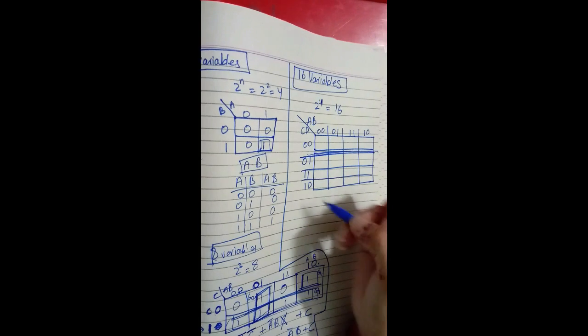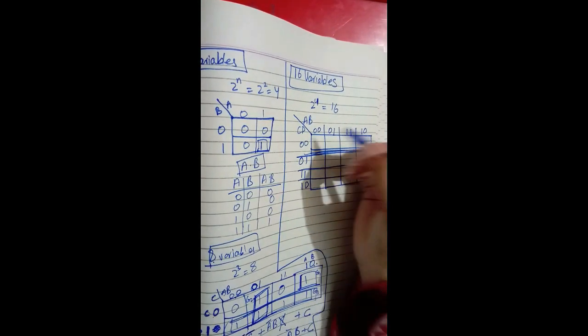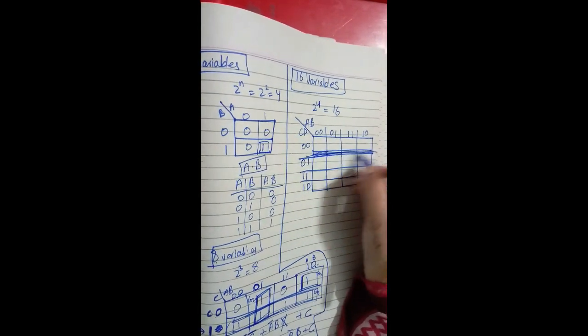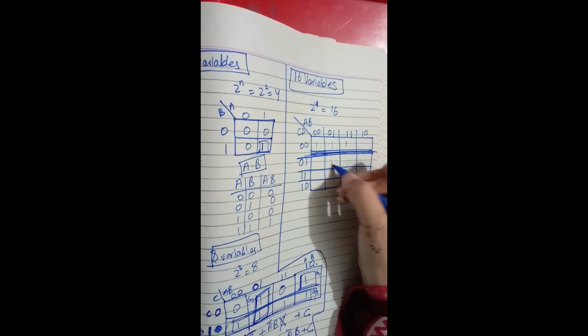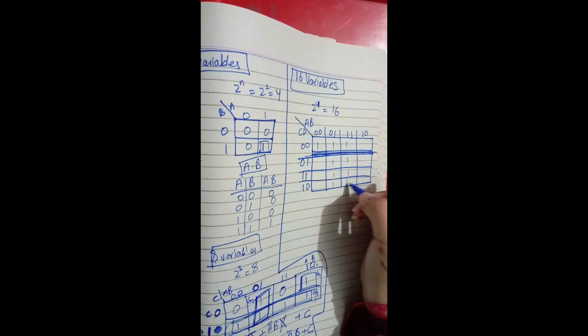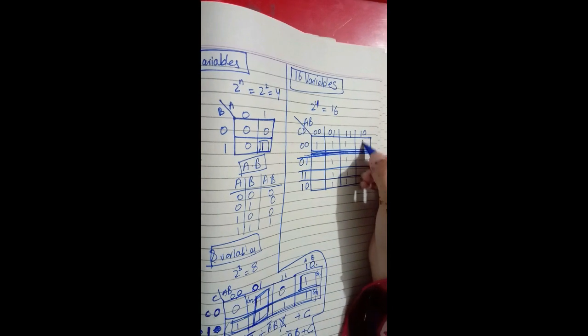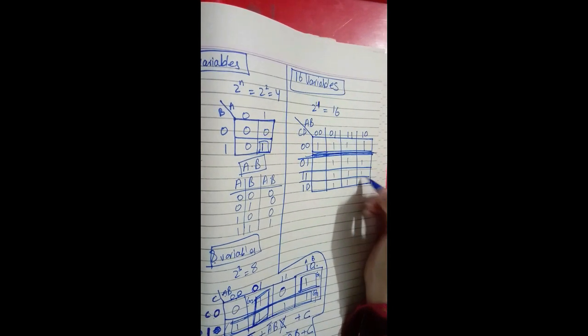Okay, these are the total 16 boxes we have. Now we will simply fill it. We can write here 1, 1, 1, 1, 1, 1, 1. We will take another one here and the 2 ones. Okay. Now we will make the total 5 groups.